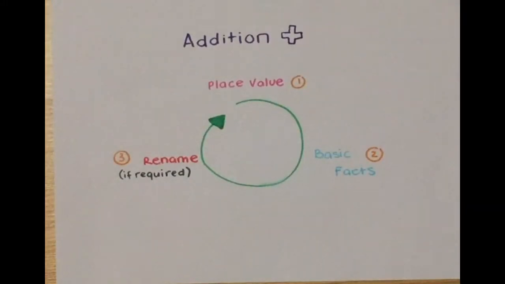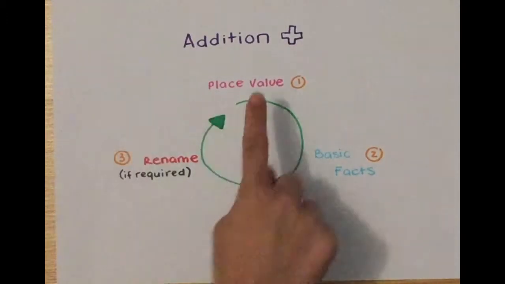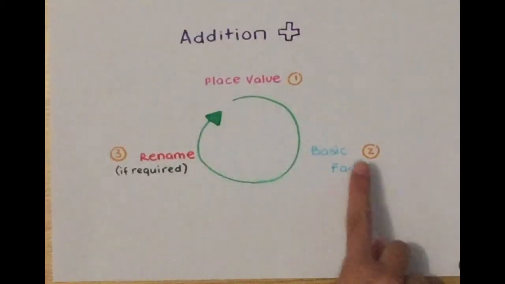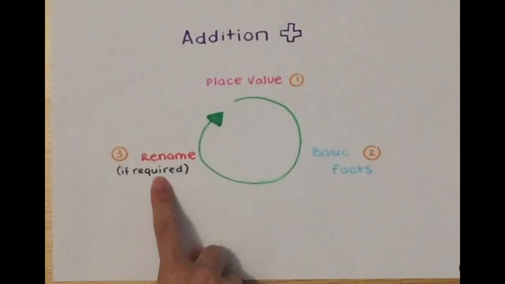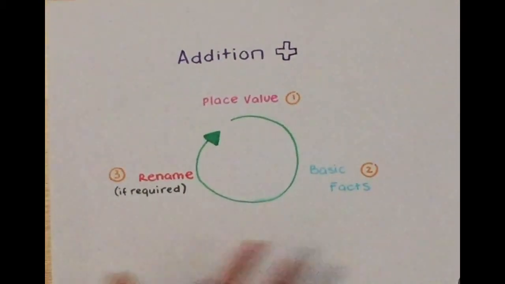I am now going to show you the 3-step cycle for addition. The cycle will rotate clockwise from place values to basic facts, then renaming. Place value and renaming are simply combined with basic facts knowledge to provide a meaningful process that proceeds place by place.